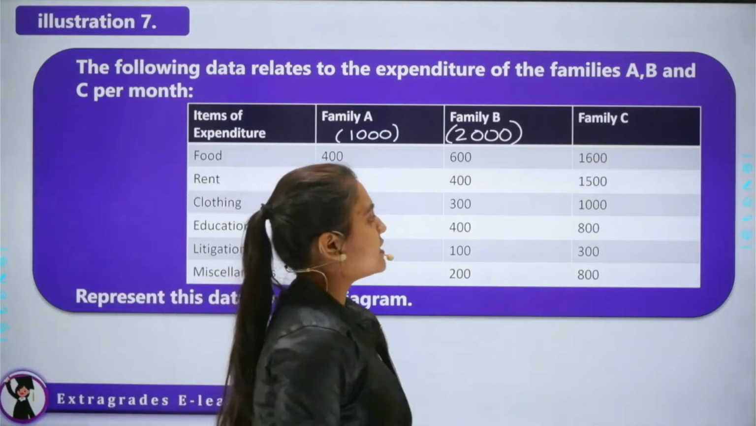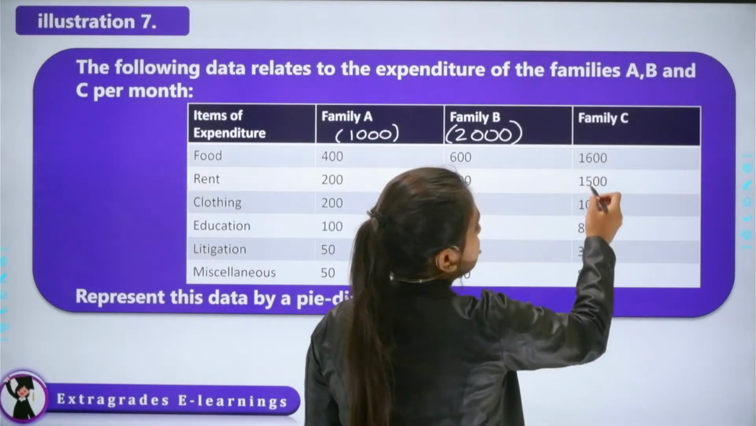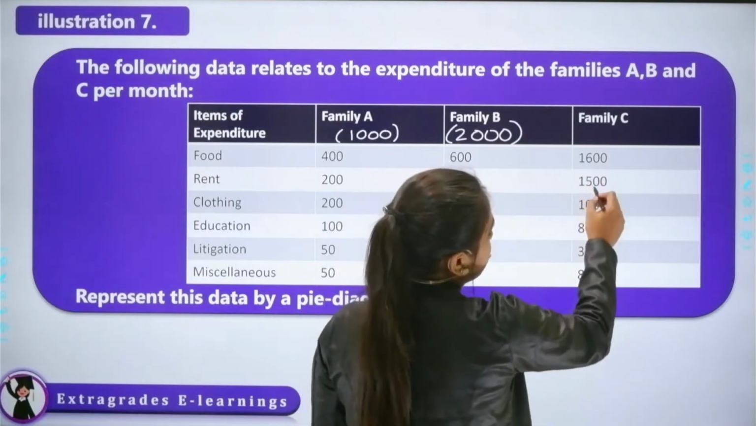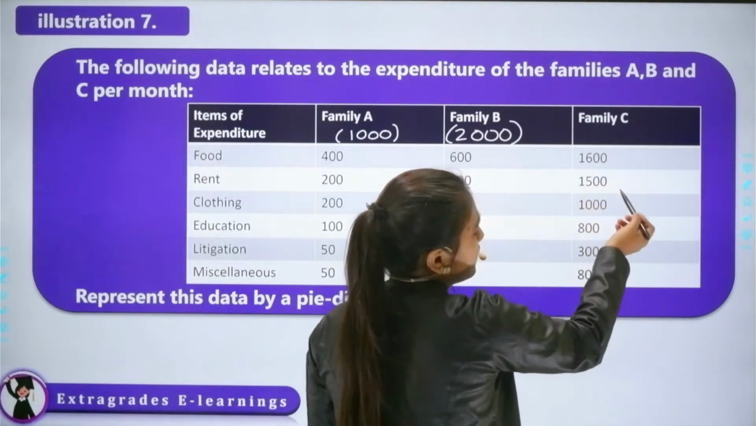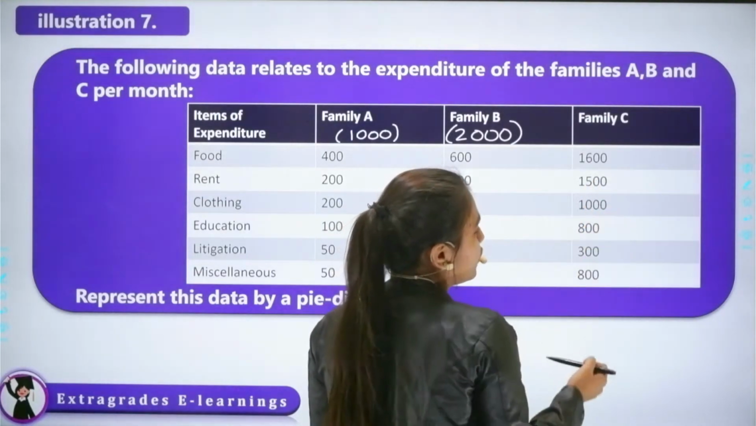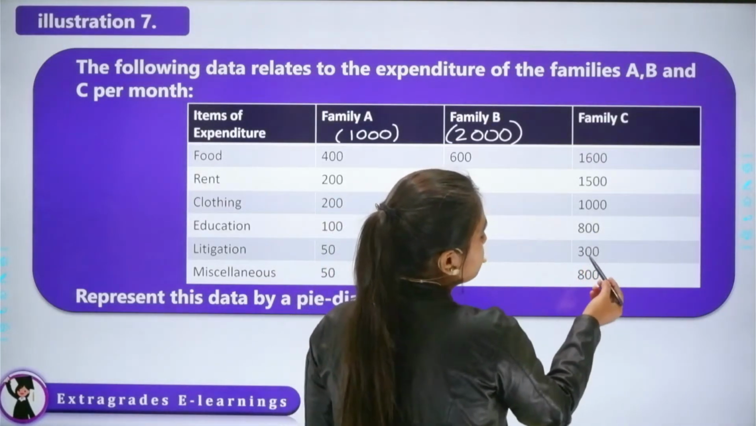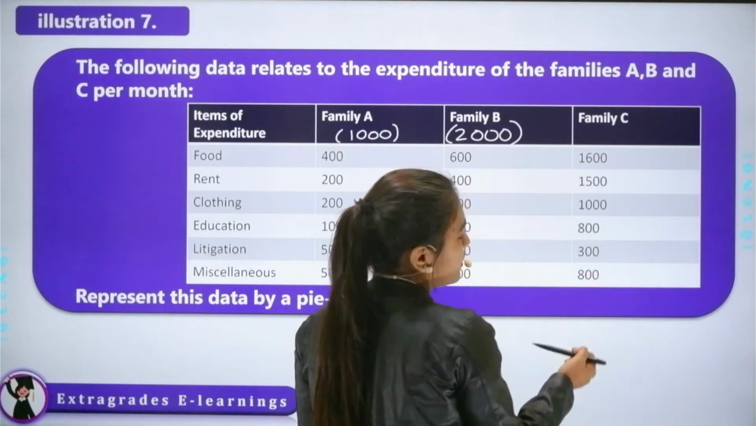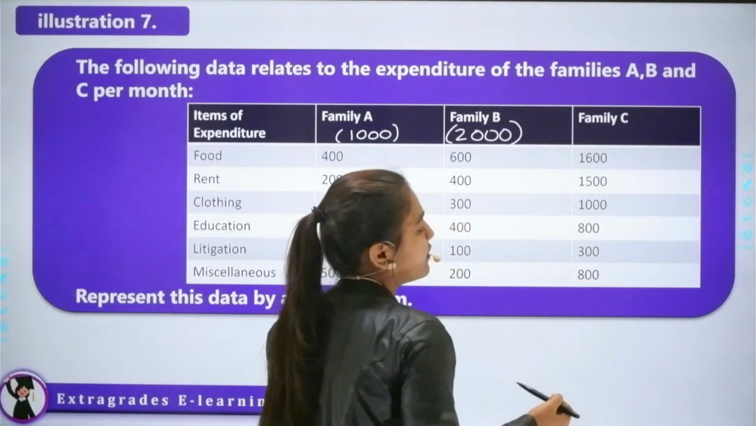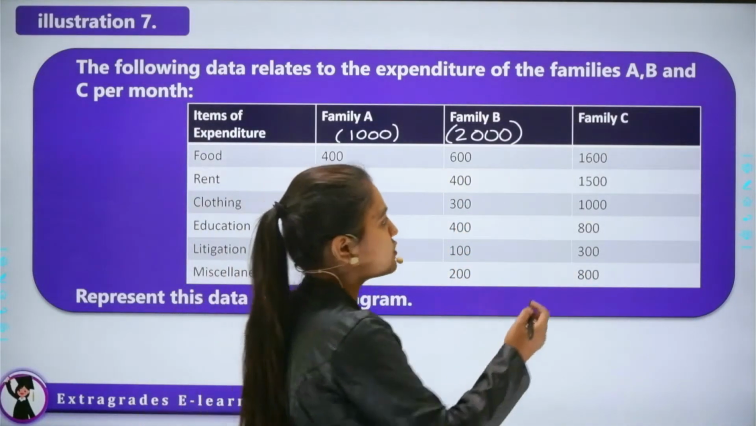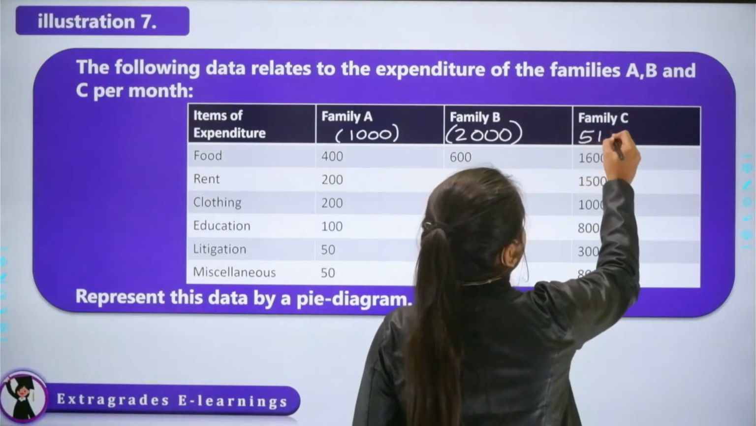Now family C. For family C, what we can do: 16 plus 15 is 30, 3100, 3200. 3200 plus 800 is 4000, 4000 plus 3 is 4300, 4300 plus 800 is what? 5100. So 5100.